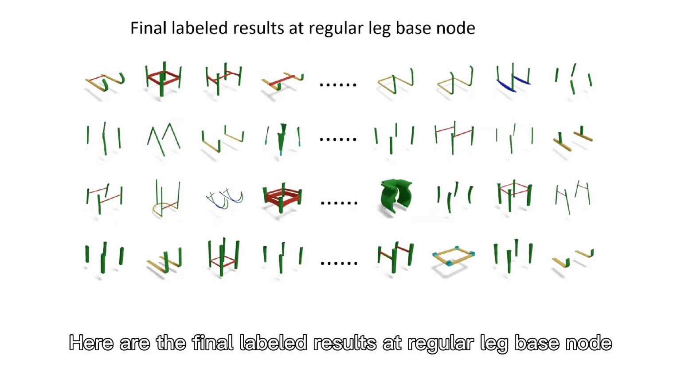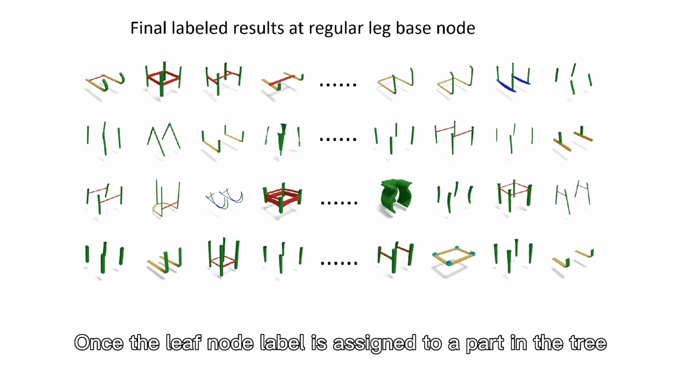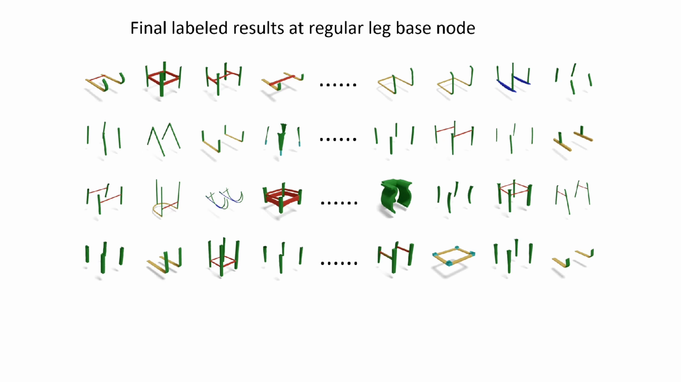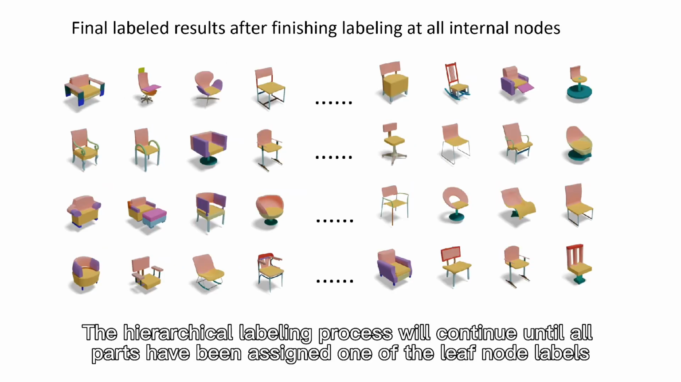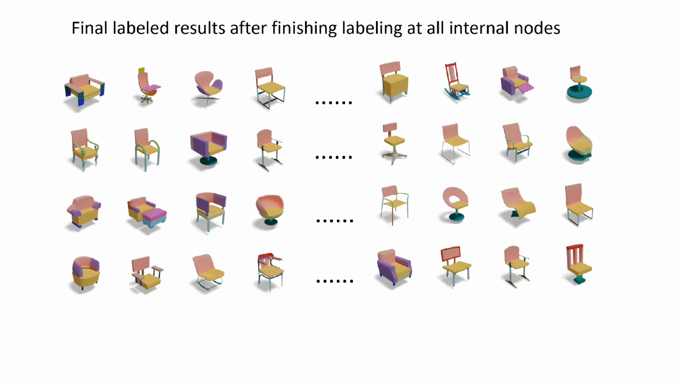Here are the final labeled results at regular leg base node. Note that the children labels at regular leg base node are leaf node labels. Once the leaf node label is assigned to a part in the tree, it will be output as the final result for that part and will not undergo further labeling. The hierarchical labeling process will continue until all parts have been assigned one of the leaf node labels. Here are the final labeled results after finishing labeling at all internal nodes.